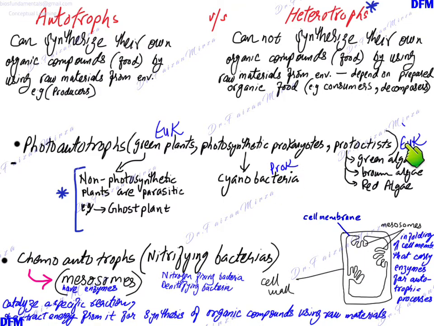Protists, which include the algae. These are eukaryotic unicellular organisms. For example, green algae, brown algae, red algae. All of these are photoautotrophs.